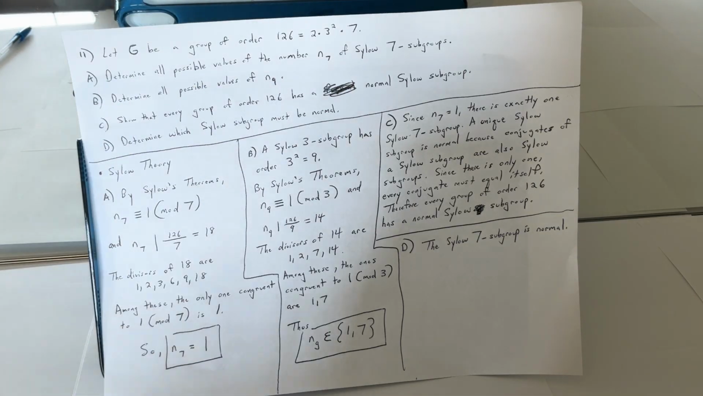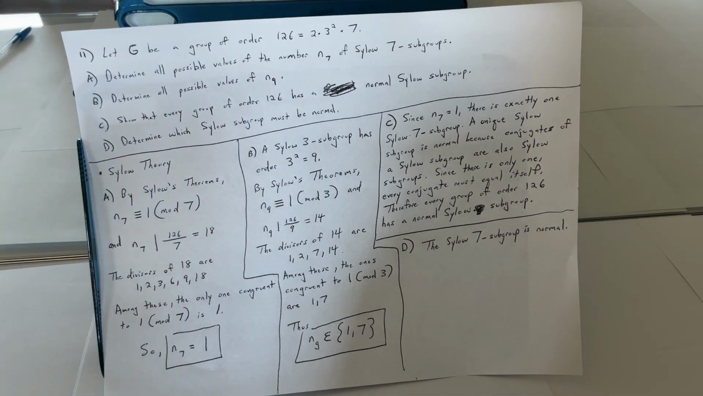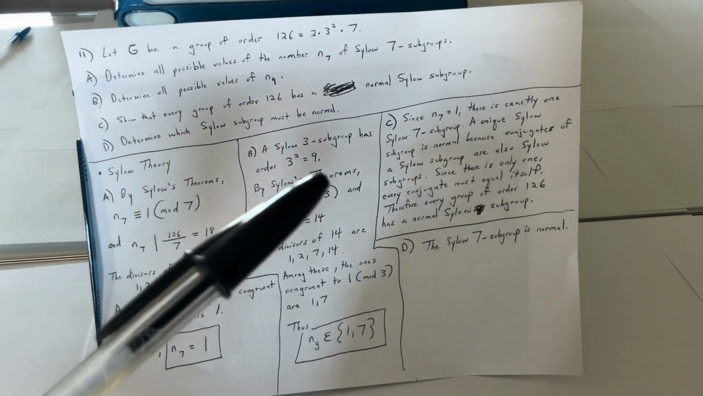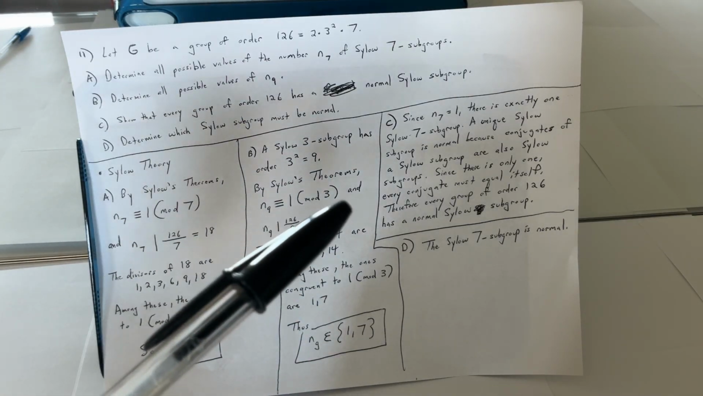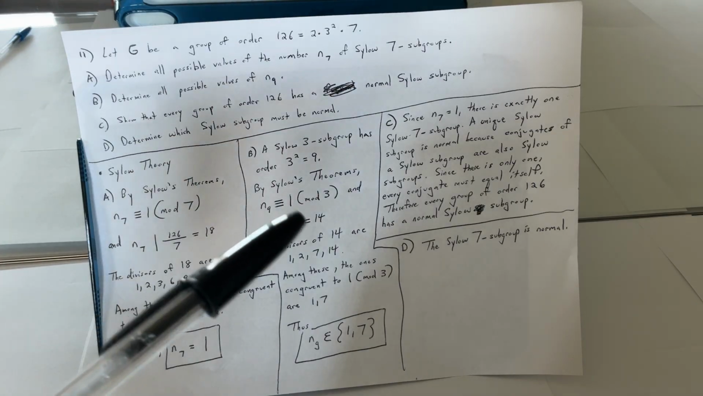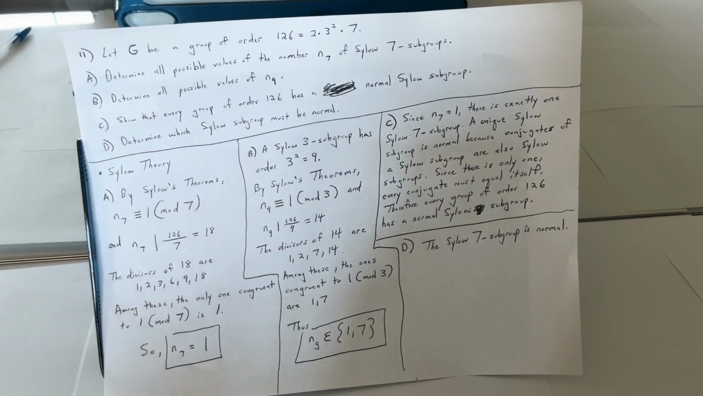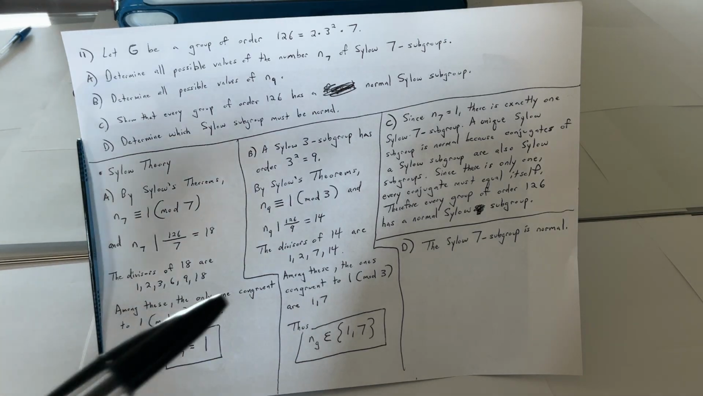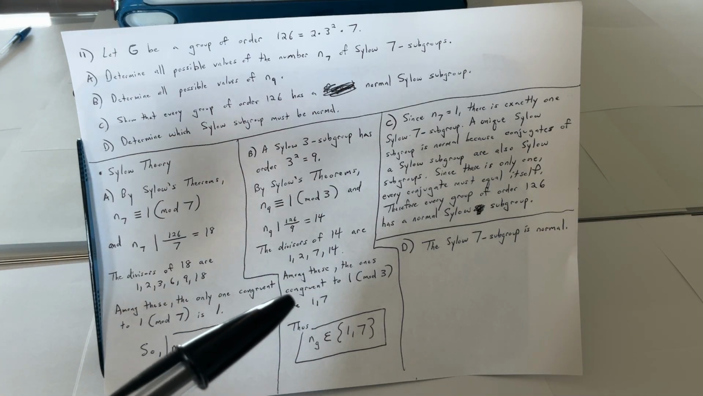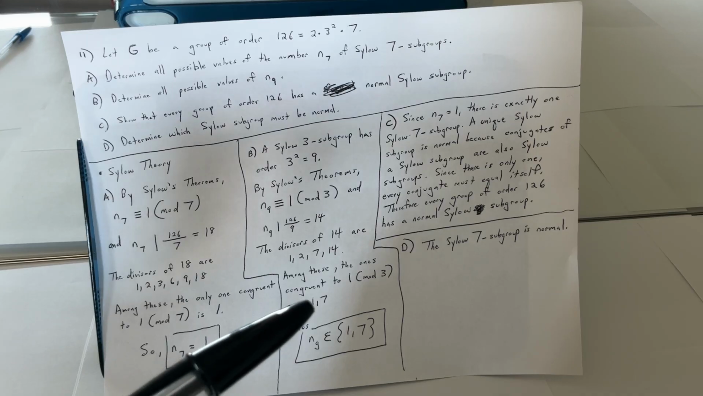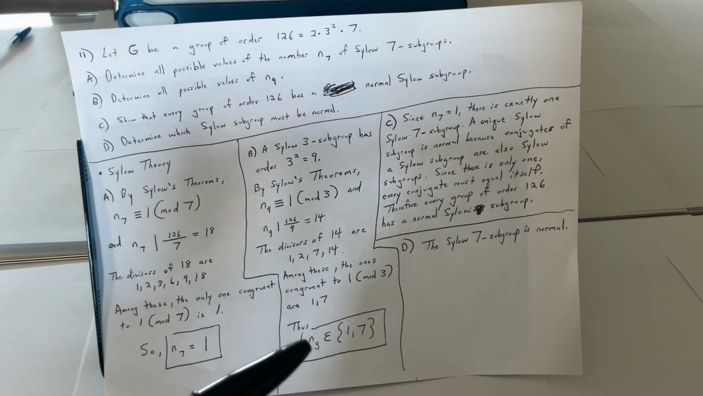Part B, determine all possible values of n sub 3. A Sylow 3 subgroup has order 3 squared equals 9. And by Sylow's theorems, we get the following. That equals 14, so the divisors of 14 are 1, 2, 7, 14. Among these, the ones congruent to 1 mod 3 are 1 and 7. So thus, n sub 3 is an element of {1, 7}.